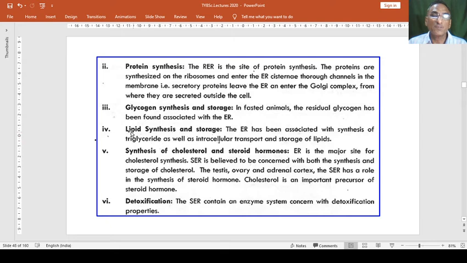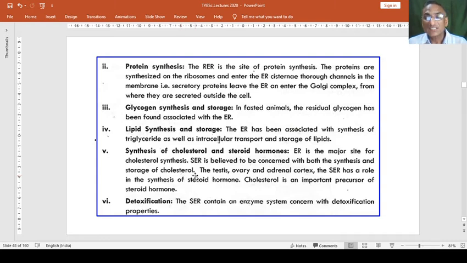Fifth function is synthesis of cholesterol and steroid hormones. Once it is forming lipid and protein, naturally the synthesis of cholesterol and steroid hormones is there, because all steroid hormones are steroidal or fat-containing in nature. So ER is the major site for cholesterol synthesis. SER is believed to be connected with both the synthesis and storage of cholesterol.